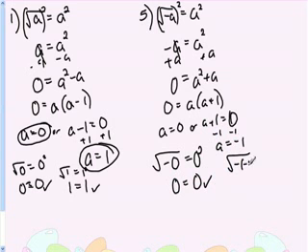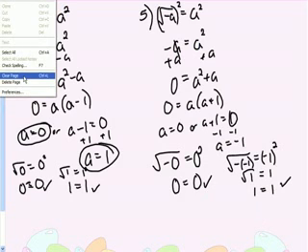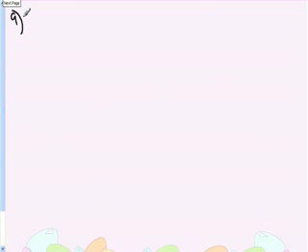Plug in negative 1. Square root of negative 1 equals negative 1 squared. Negative negative becomes positive, so square root of 1. Negative 1 times negative 1 is 1. 1 equals 1. So again, that works. I'm going to go ahead and clear the page, go on to number 9.